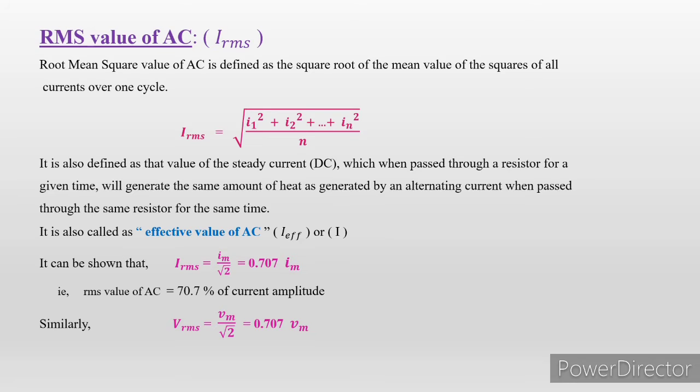It can be shown that I RMS is equal to I maximum by root 2, that is equal to 0.707 times Im. That is, RMS value of AC is equal to 70.7% of the current amplitude Im. Similarly, VRMS is equal to Vm divided by root 2, that is equal to 0.707 times Vm.